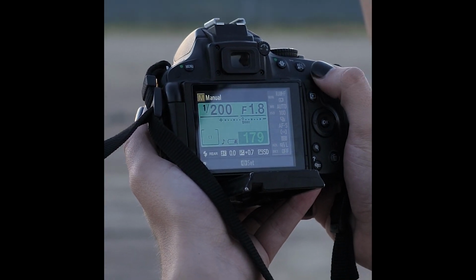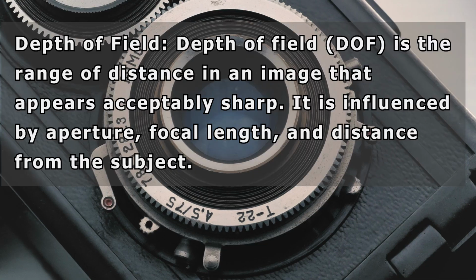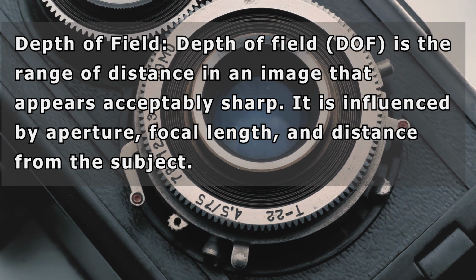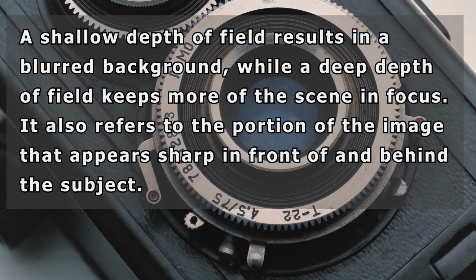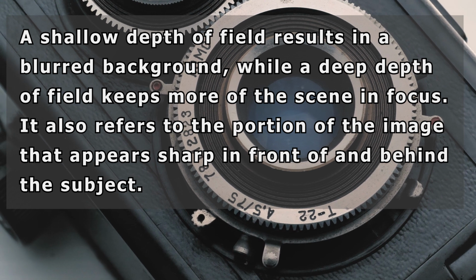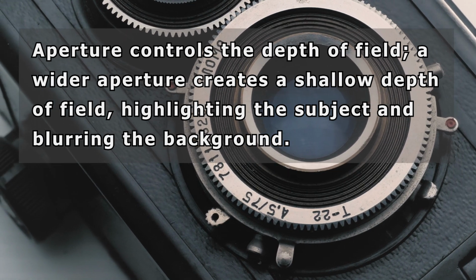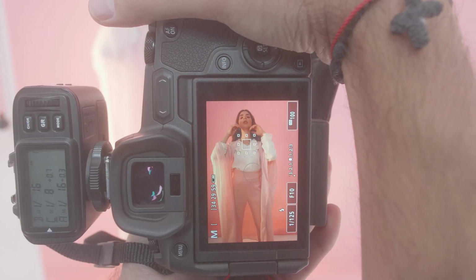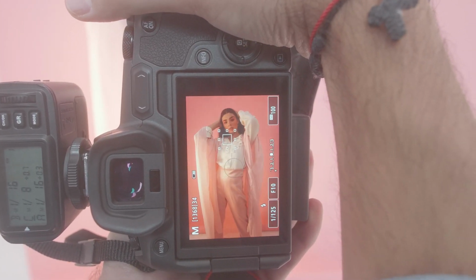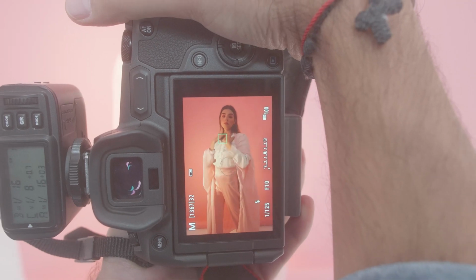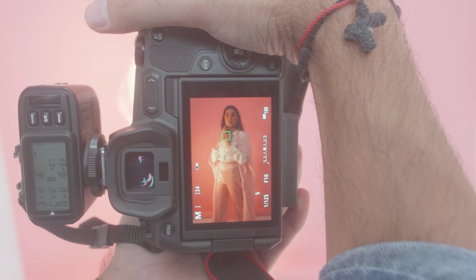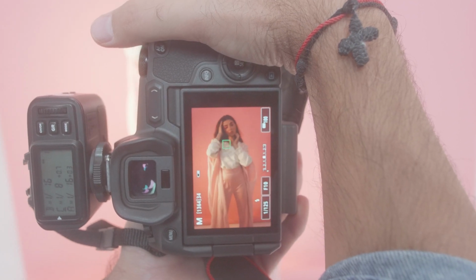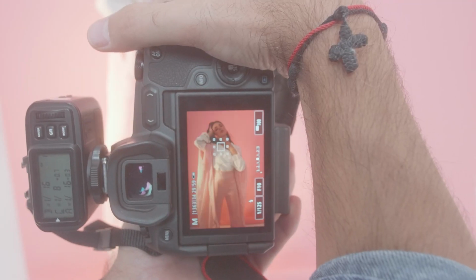6. Depth of field. Depth of field is the range of distance in an image that appears acceptably sharp. It is influenced by aperture, focal length, and distance from the subject. A shallow depth of field results in a blurred background, while a deep depth of field keeps more of the scene in focus. It also refers to the portion of the image that appears sharp in front of and behind the subject. Aperture controls the depth of field. A wider aperture creates a shallow depth of field, highlighting the subject and blurring the background.